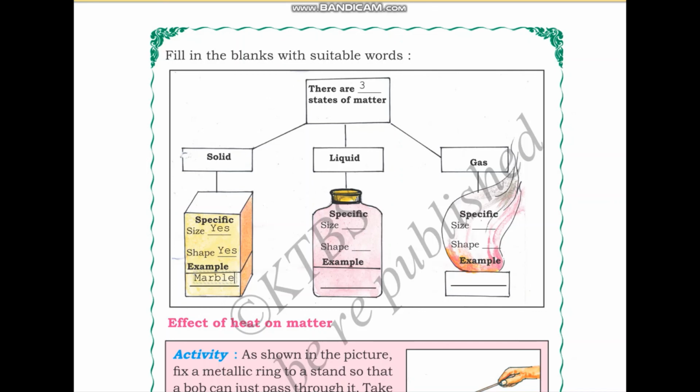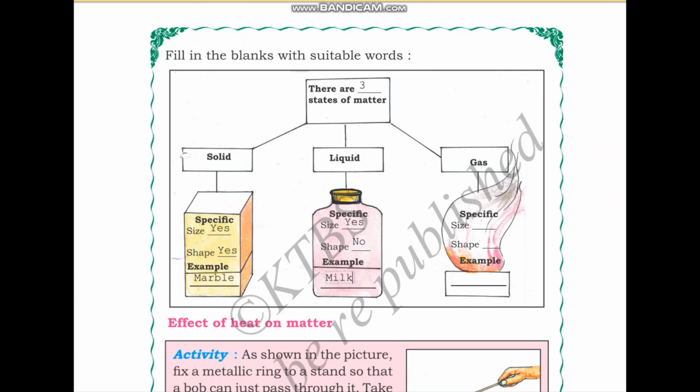Okay. Next, liquid. Does liquid have specific size? The answer is yes. The size of the liquid is the same in all the containers. The volume does not change. Okay. Does it have specific shape? The answer is no. Liquids occupy the shape of the container. We have to give an example for a liquid. I am going to give milk. You can give your own example.